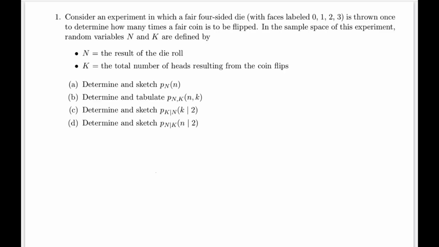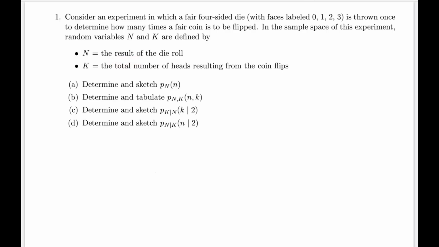Now coming to the random variables, for this particular experiment we have defined 2 random variables. For an experiment we can have multiple random variables. Let's first of all understand what these are and how these random variables have been defined. So this random variable n is the result of the die roll.